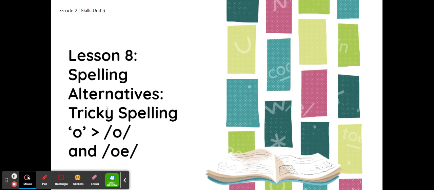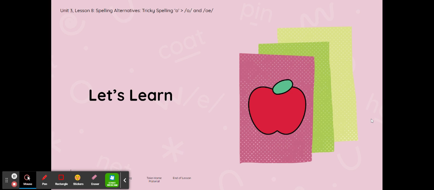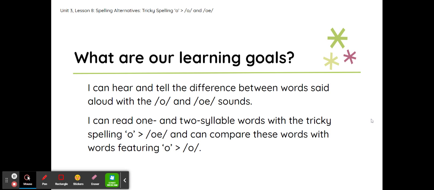Lesson 8, Spelling Alternatives, Tricky Spelling O, pronounced ah and O. Let's learn. What are our learning goals? I can hear and tell the difference between words said aloud with the ah and O sounds.